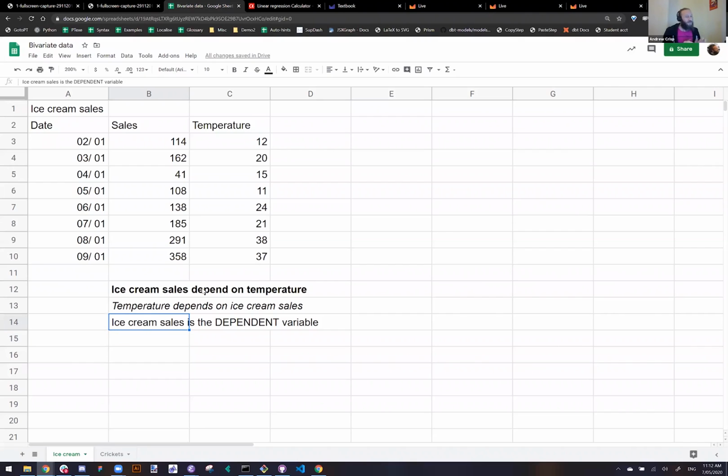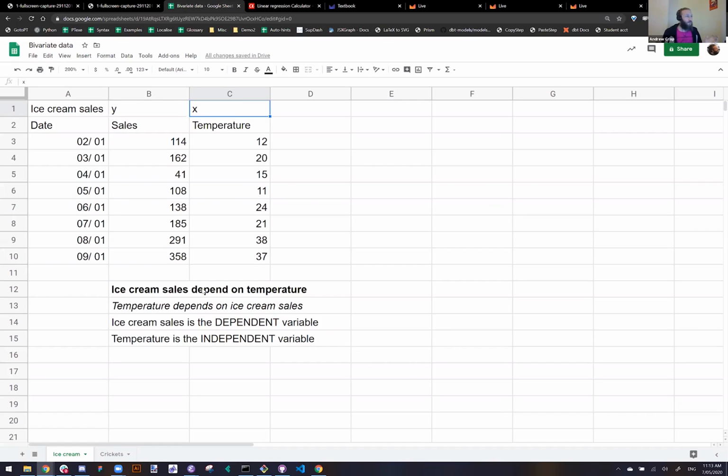Okay. So now that we figured out that ice cream sales is the dependent variable and temperature is the independent variable, what that means is the independent variable always goes on the x-axis. So this is going to be our x value and the sales are going to be our y value. Independent on the x-axis, dependent on the y-axis. So before I go any further, the columns are the wrong way around. We always write our x variable before the y variable.